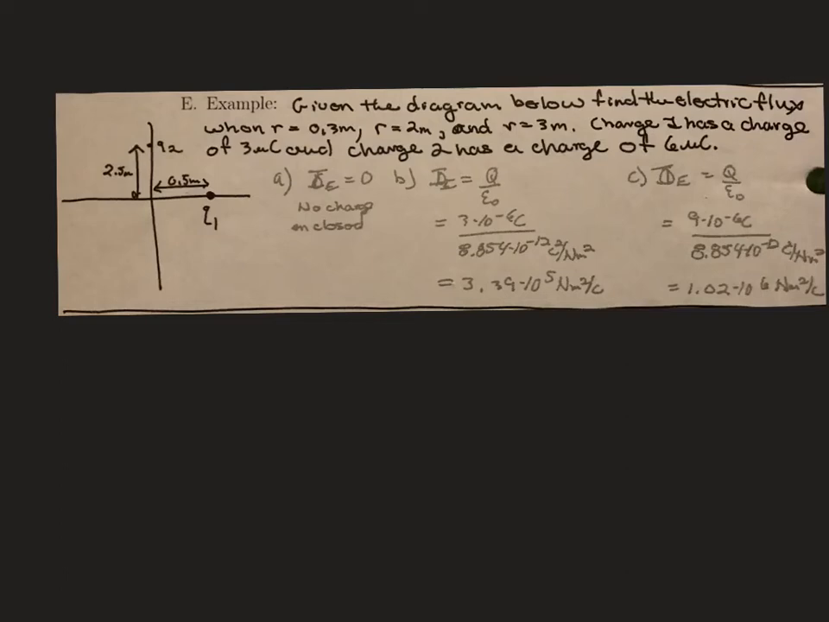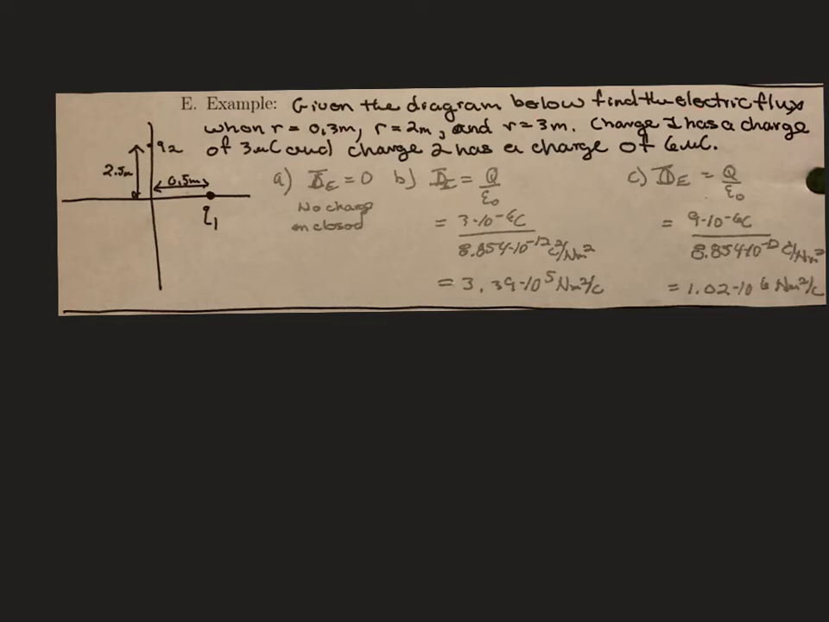Alright, so in this example problem we're going to apply Gauss's law. We have a diagram here where we have our origin, and charge 2 is 2.5 meters in the y direction, and charge 1 is 0.5 meters in the x direction. We want to know, when r equals 0.3, when r equals 2 meters, and when r equals 3 meters, what the electric flux is.